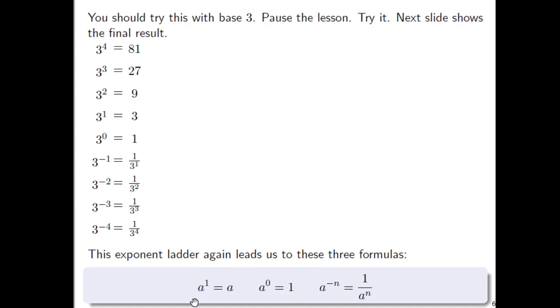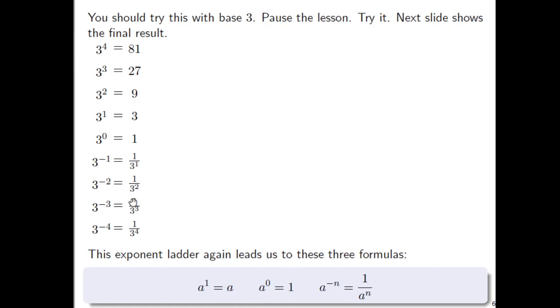three formulas, namely a to the first equals a. Right? This is trying to say anything raised to the first power equals that thing. So 7 to the first is equal to 7. 8 to the first is equal to 8. And then a raised to the 0th is equal to 1. That is, 25 raised to the 0th is equal to 1. Sometimes people overthink this and say that the final answer would be 0. So if you're ever confused, you can always recreate the exponent ladder.